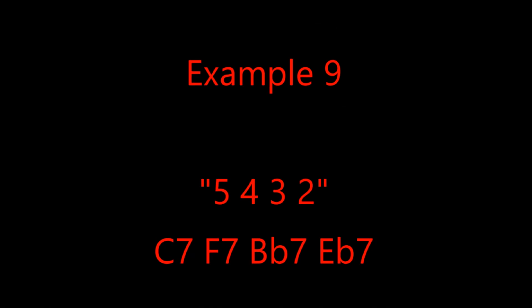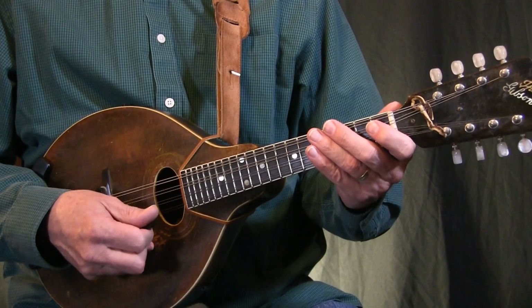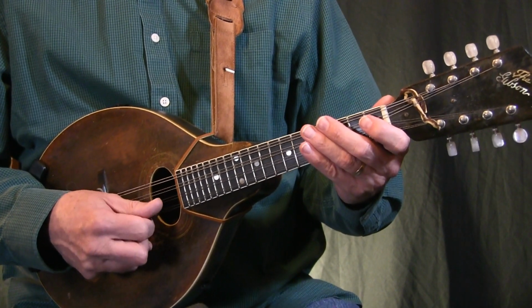Barry has people practice 5, 4, 3, 2, both individually and together around the circle of fifths, so eventually you learn them in all keys. So while right now I'm not going to take the time to do it around the entire circle, I'm going to play it around 4 chords of the circle, starting on C7. So C7, F7, B flat 7, and E flat 7. This is example 9, and I play it here. One, 2, 3, 4.